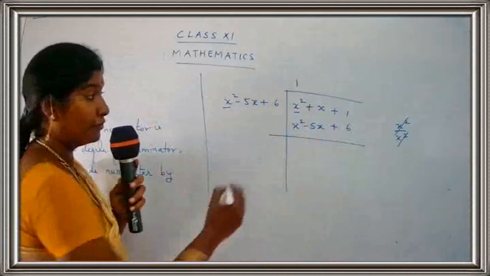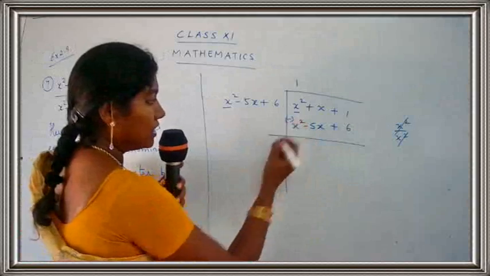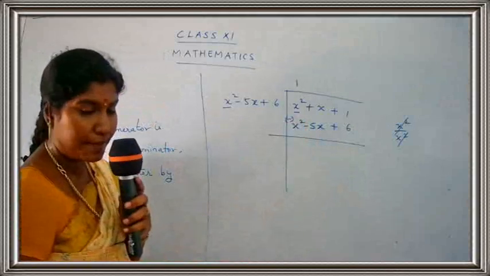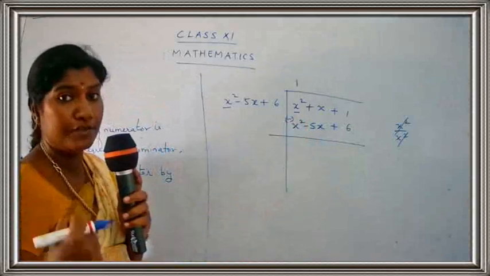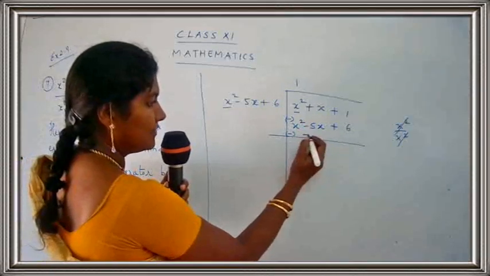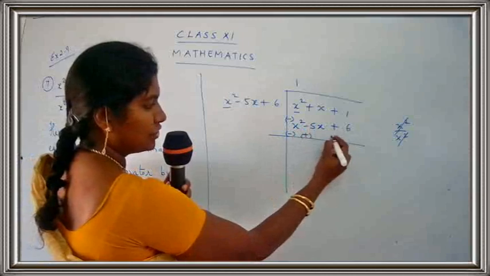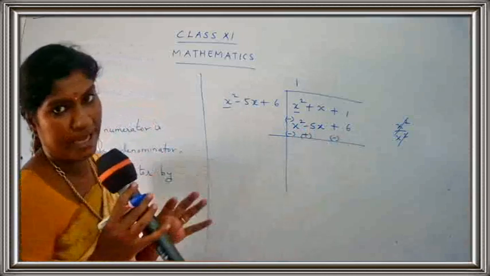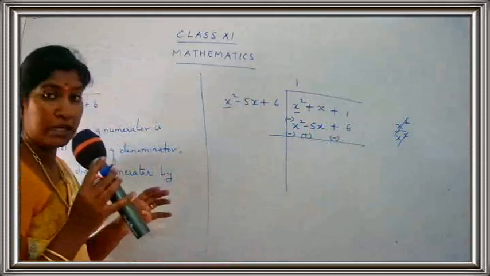You know the rules, you have to do subtraction, and once you use the main sign as subtraction, you have to change the sign of the second polynomial. So the plus will change to minus, the minus will change to plus, the plus will change to minus. So this is the step that you have to follow. I hope you are clear with the steps.